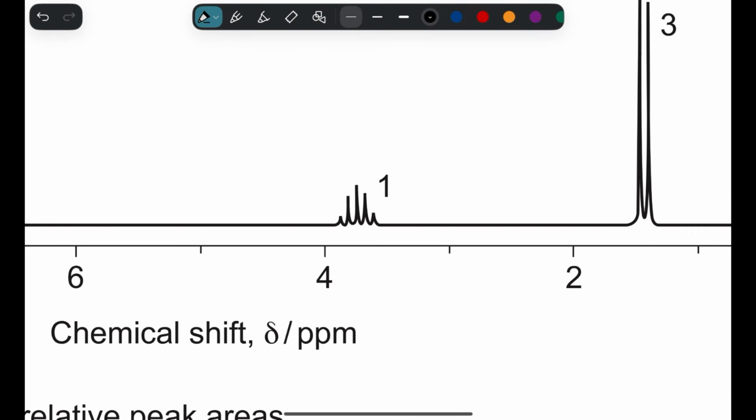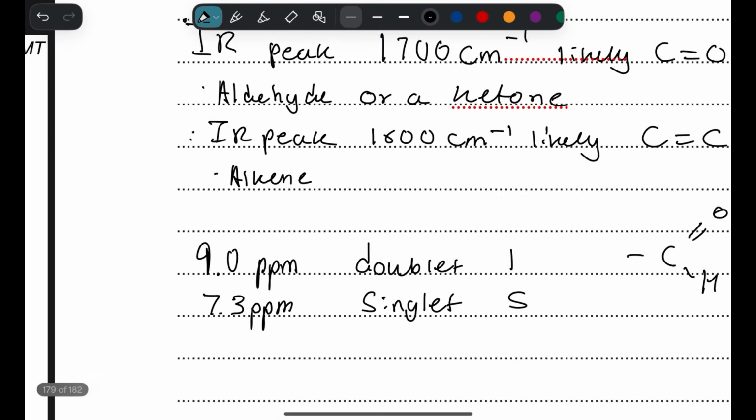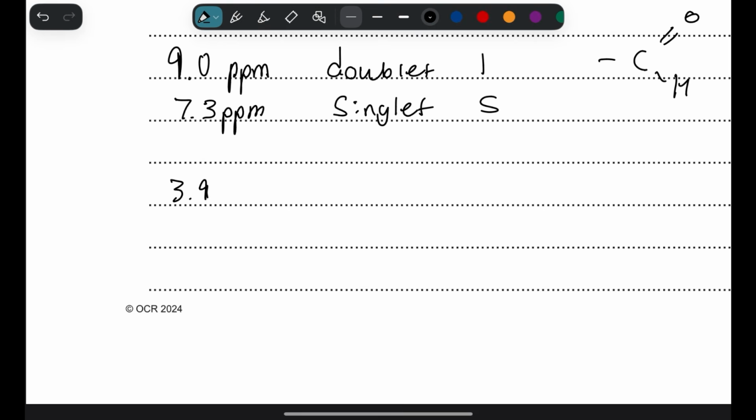So we had, oh, cheeky, 1, 2, 3, 4, 5. So that's actually a quintet, I believe it's called. So we have a quintet around 3.9. So let's say 3.9 ppm. It's a quintet, and its integration is 1.